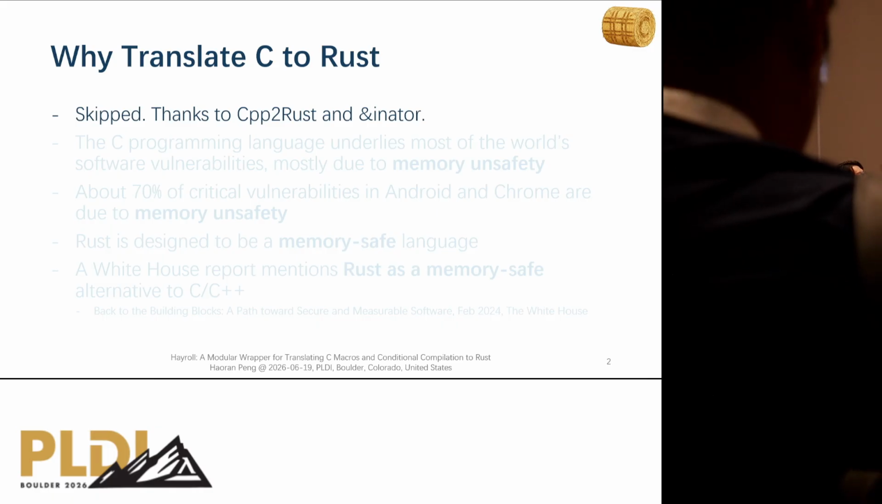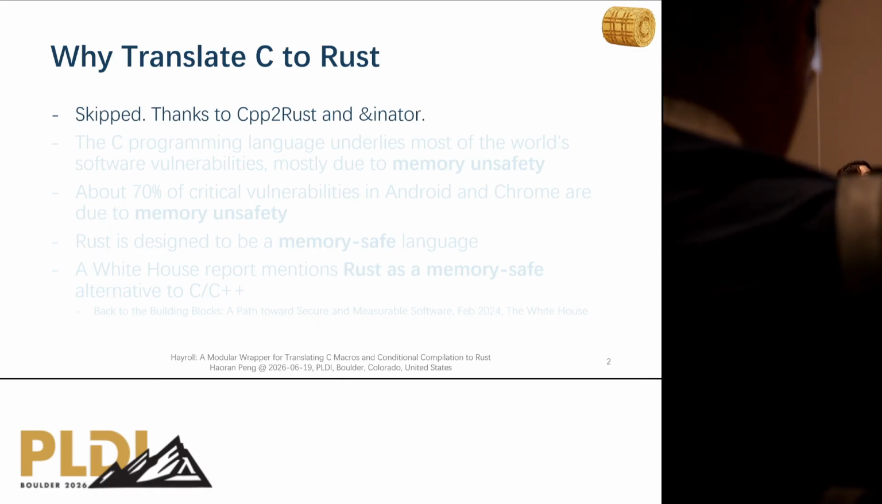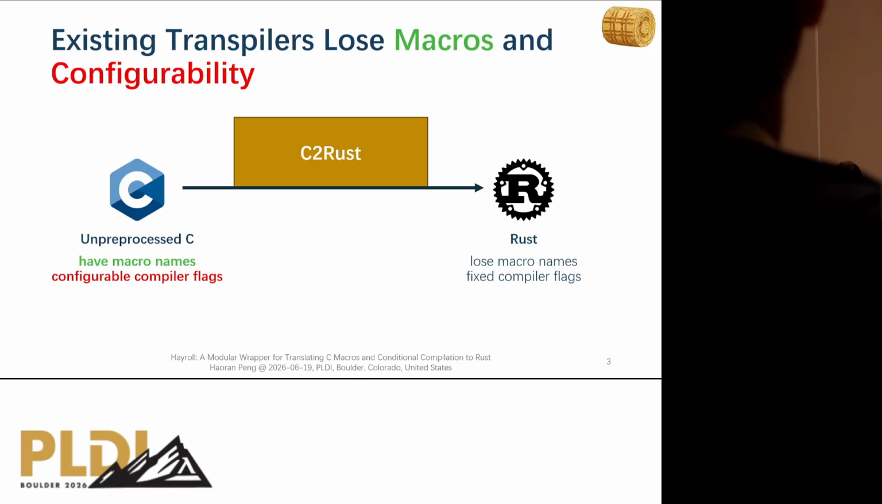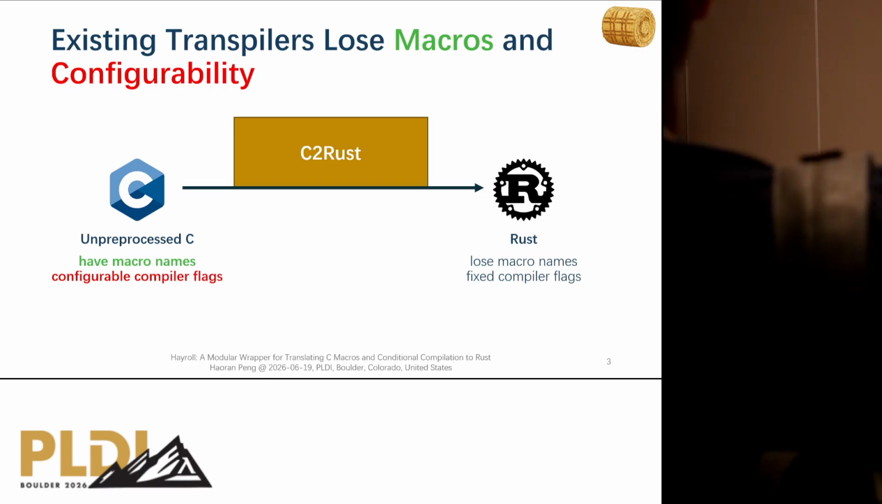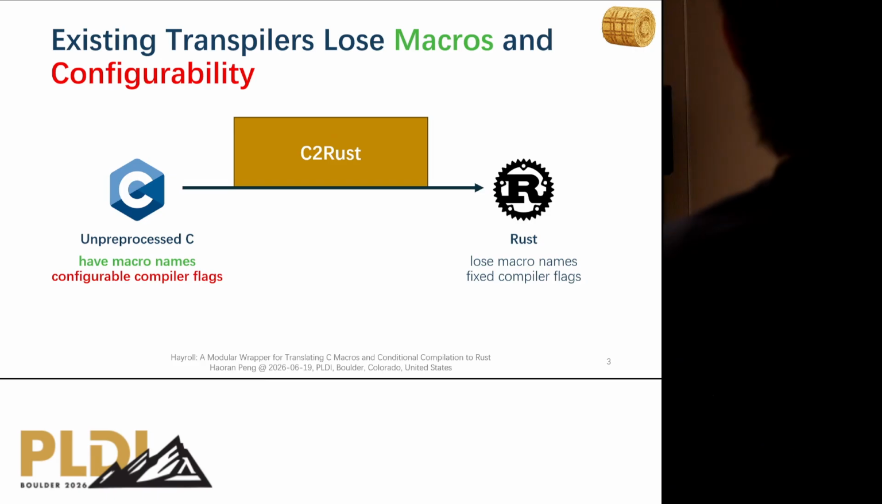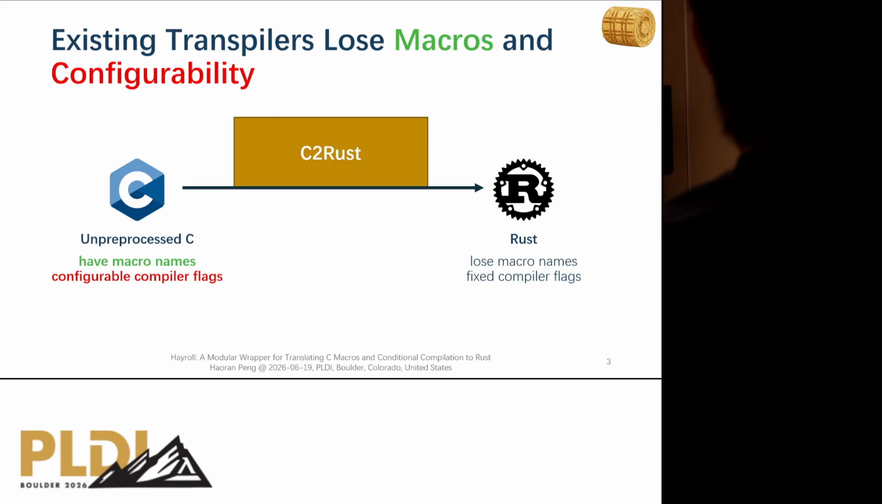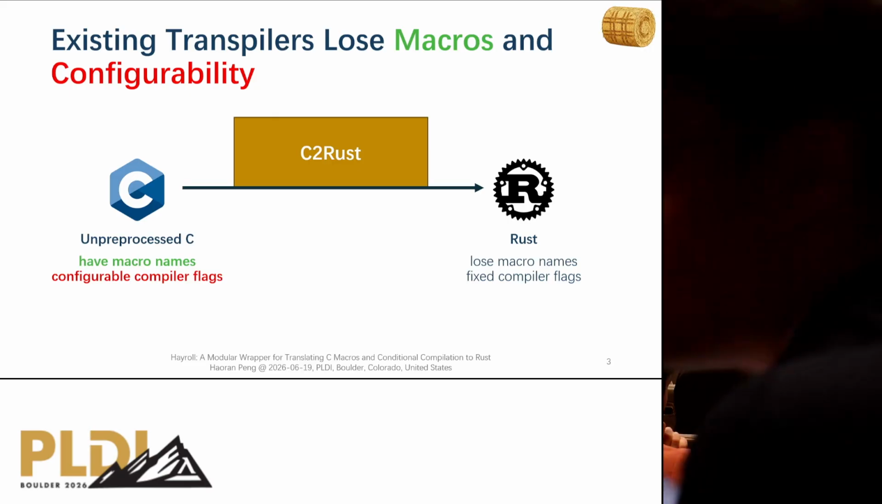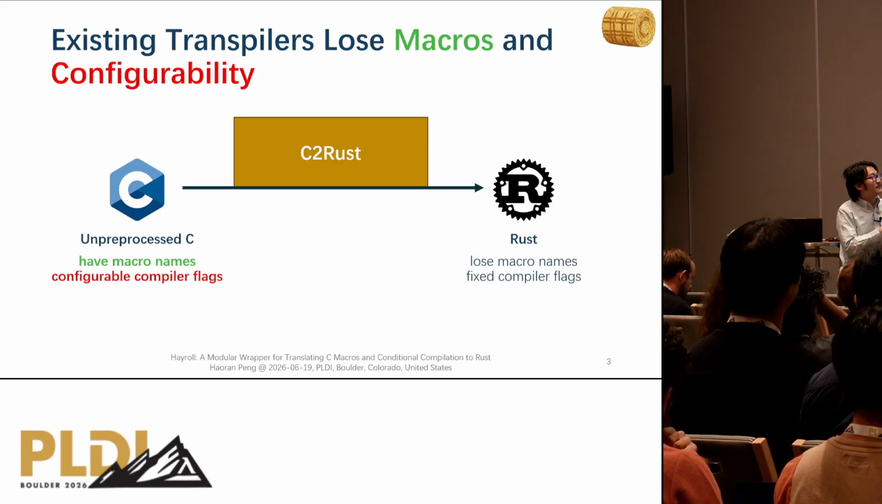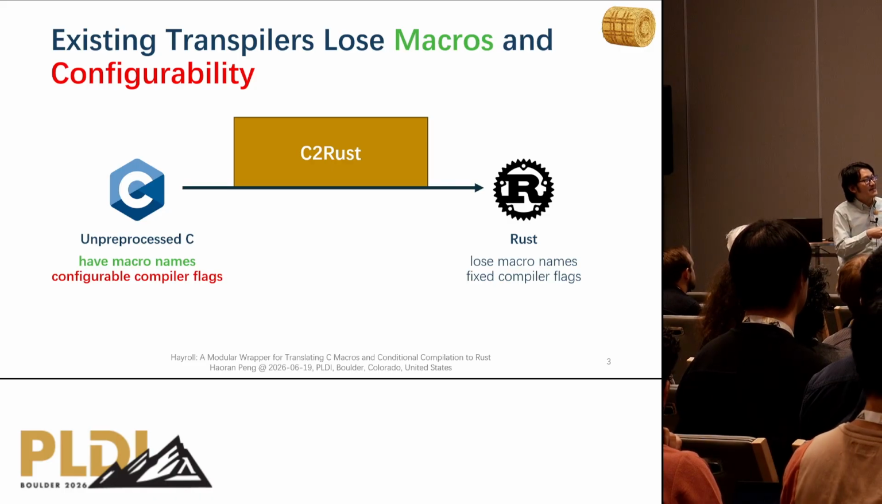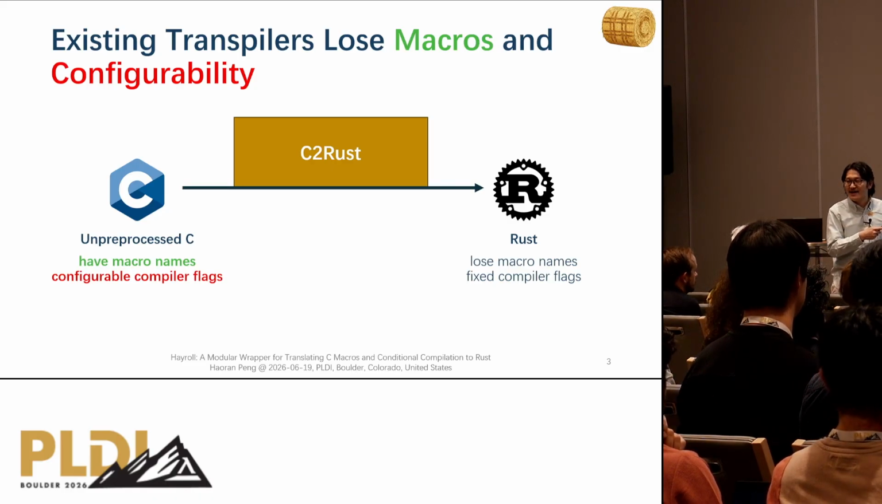Why translate C to Rust? Skipped, thanks to CPP to Rust and Raffinator. Now, why translate C macros to Rust? Existing transpilers, for example, C to Rust, state-of-the-art, lose macros and configurability during translation. It takes in unpreprocessed C, which has macro names and configurable compiler flags. But after it's translated to Rust, you get Rust that loses macro names and has only fixed compiler flags.